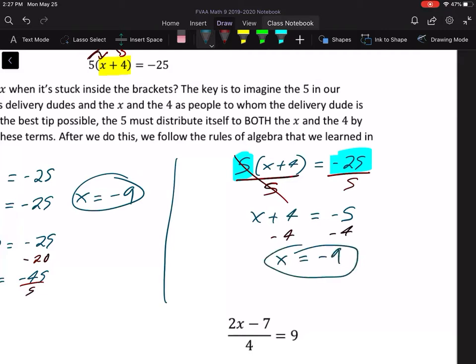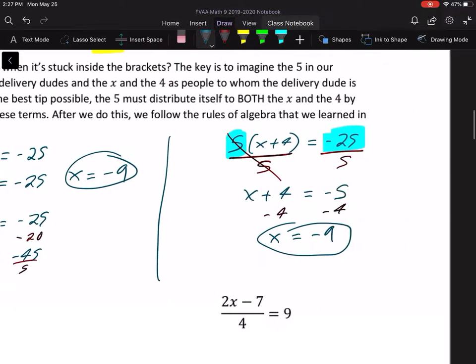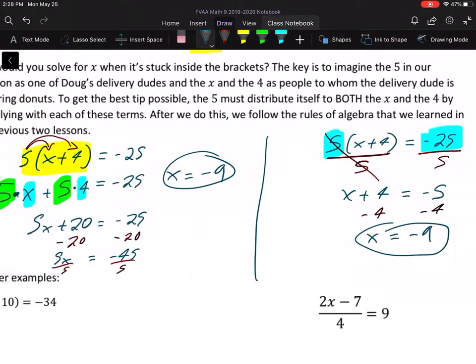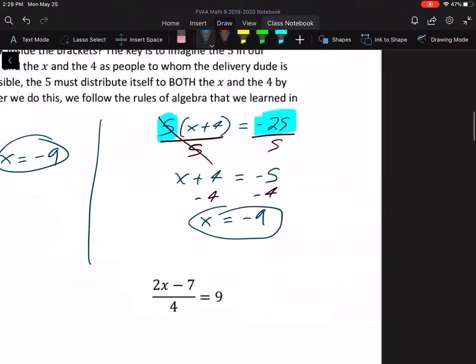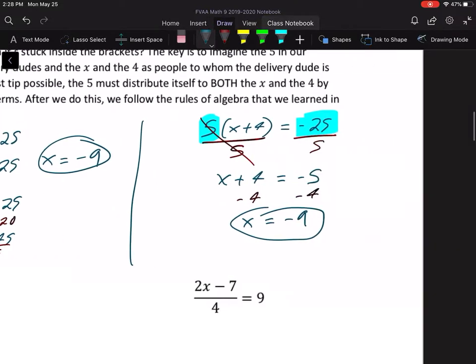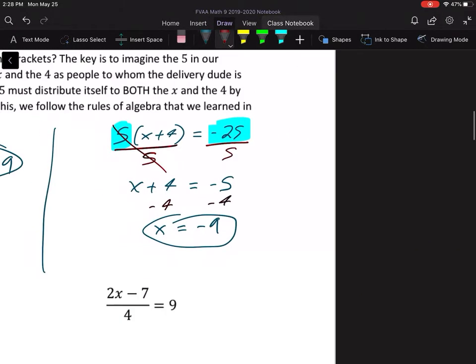Both give you the same answer. One uses the distributive property, one just uses opposite operations. Now, you might be thinking to yourself, the second one that I showed you is way easier than the first one. Why even bother with the distributive property? Well, if this number was not -25, let's say it was -24 instead, by dividing both sides by 5, I would have ended up with a fraction, which I think for a lot of you complicates the question a lot more than it simplifies it.